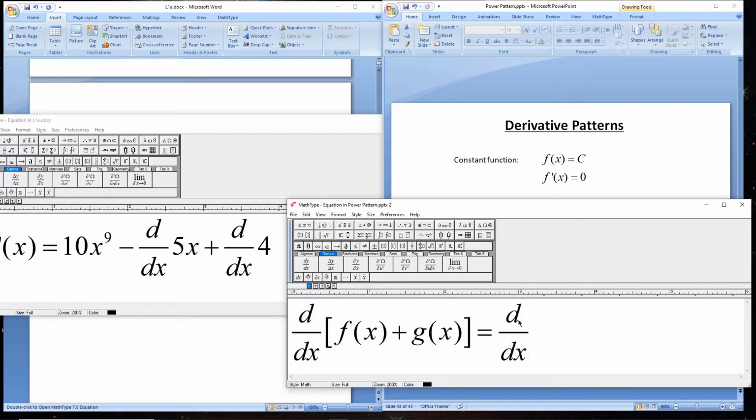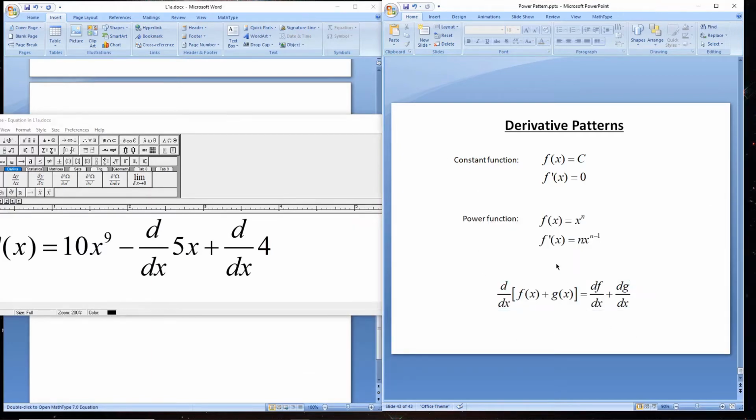And so we can write this then like so. And so here is our derivative properties. The derivative distributes.